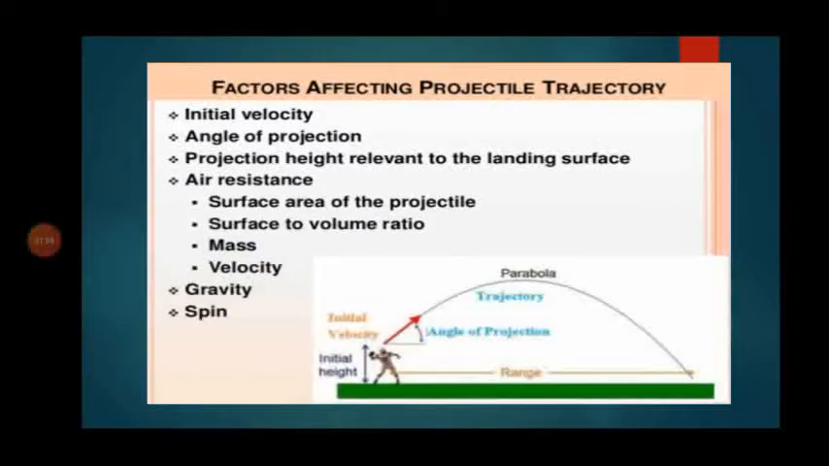The factors affecting projectile trajectory. There are 6 factors: initial velocity, angle of projection, projection height, air resistance. Under air resistance: surface area of the projectile, surface to volume ratio, mass and velocity. And the 5th one is gravity, and the last one is spin.